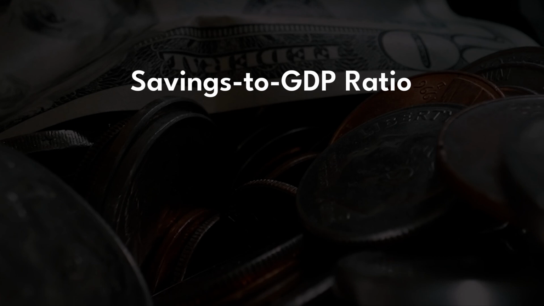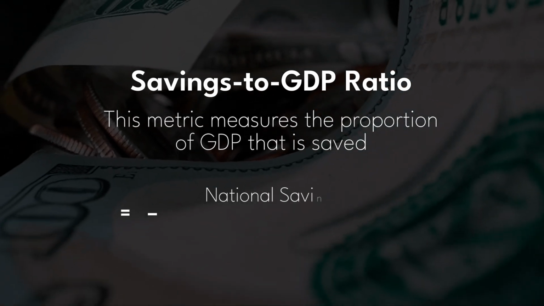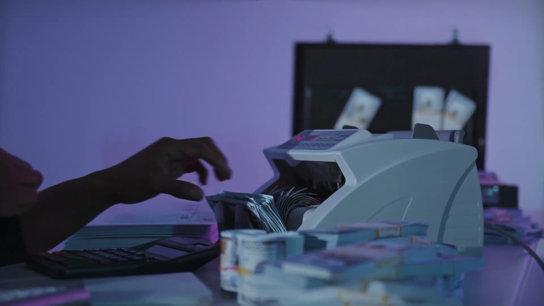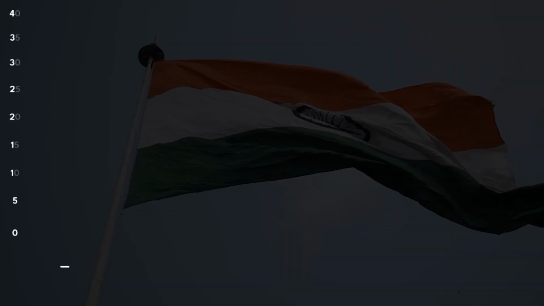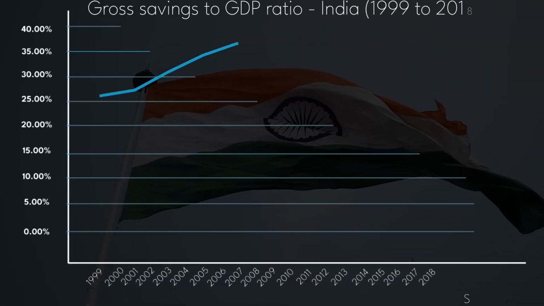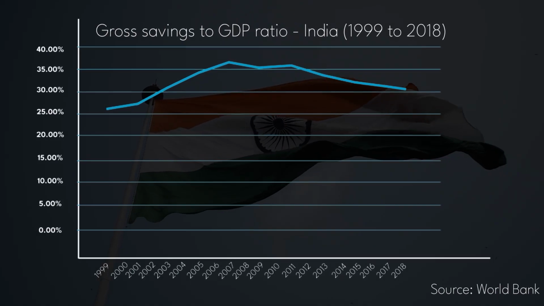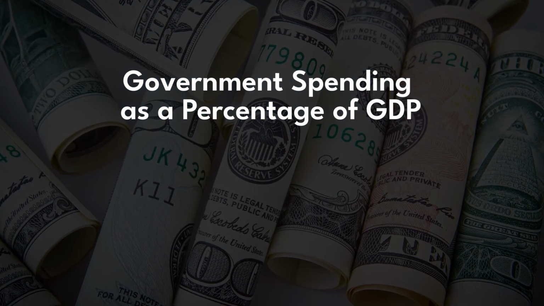Savings to GDP ratio. This metric measures the proportion of GDP that is saved by dividing national savings by GDP. It provides insight into the economy's capacity for future investment, indicating financial health and stability. For example, India has a relatively high savings to GDP ratio, which supports investment in infrastructure and industry, fueling economic growth.